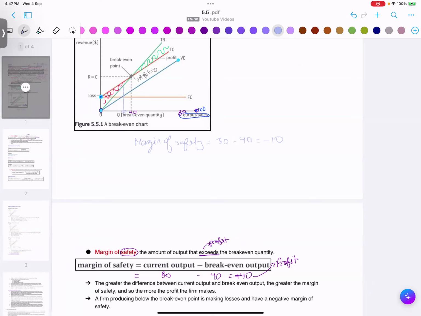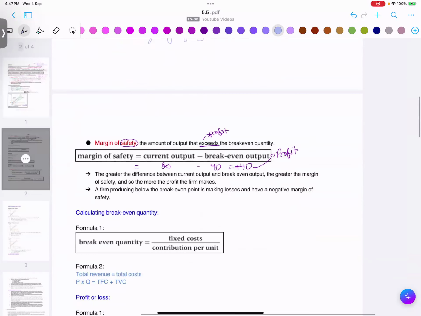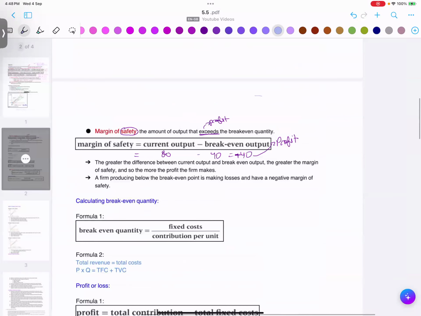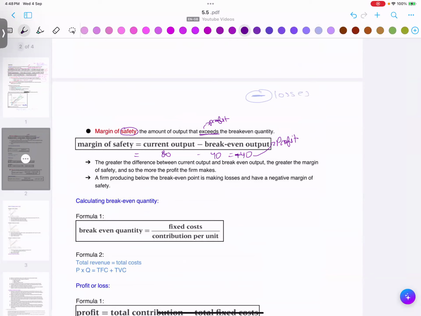And this is evident as the total revenue here is basically less than the total cost, which is here, right? So you can see the difference here. Okay, so this is basically the concept of margin of safety. Now, negative means losses, positive means profit. Okay, so that's really what you have to know regarding margin of safety.